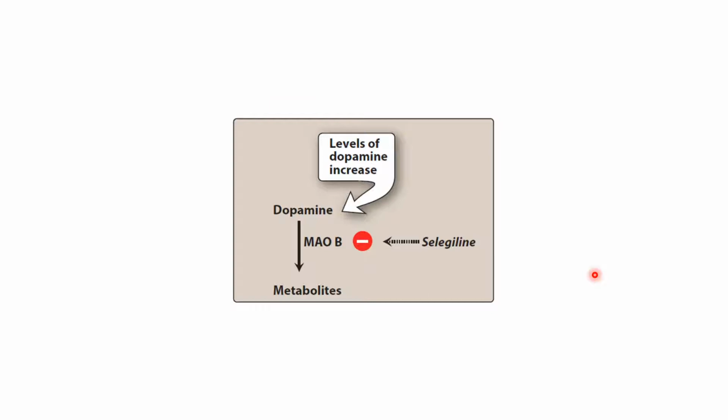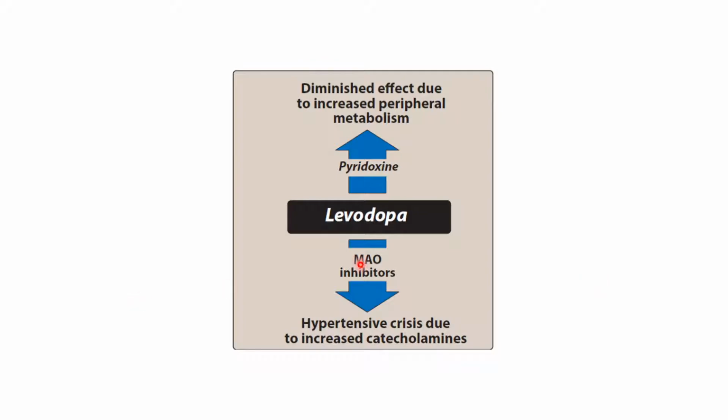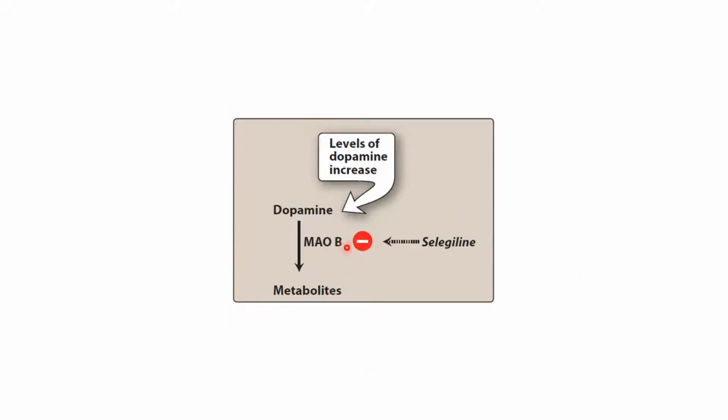Another drug that is used for the treatment is selegiline. Selegiline is an MAO-B inhibitor that increases the dopamine levels in the central nervous system. So MAO A is used to metabolize the catecholamines like epinephrine, norepinephrine, and MAO B is mostly for dopamine.